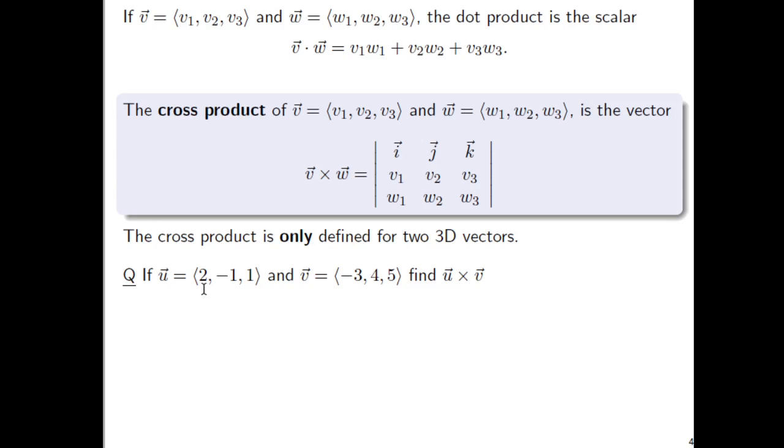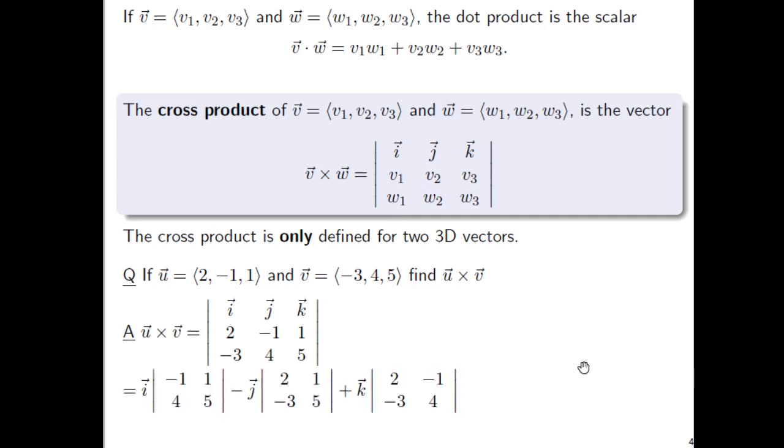Let's look at this example: the vector 2, negative 1, 1, and the vector negative 3, 4, 5. Let's find the cross product. So we'll just set up according to this. First row is i, j, k. I know it looks a little strange to stick vectors in as the entries of a determinant of a matrix, but we'll do it. And then the entries of the first vector are here, 2, negative 1, 1, and the components of the next vector are there. And then we'll just compute according to that determinant formula we saw yesterday.